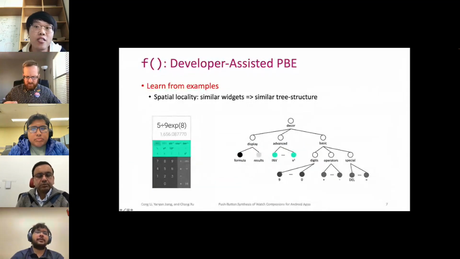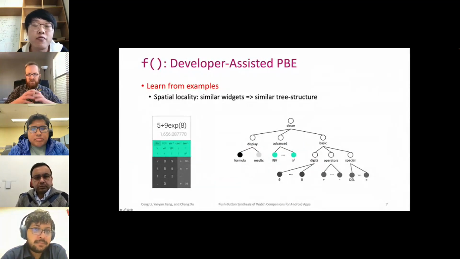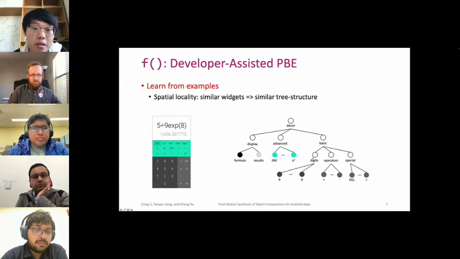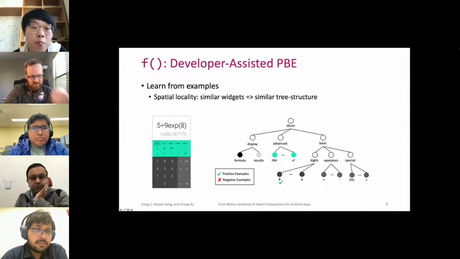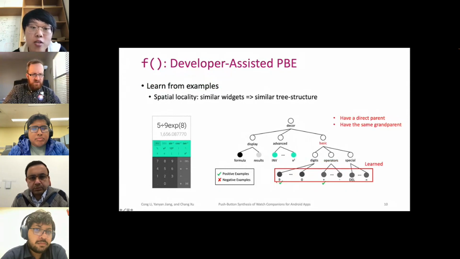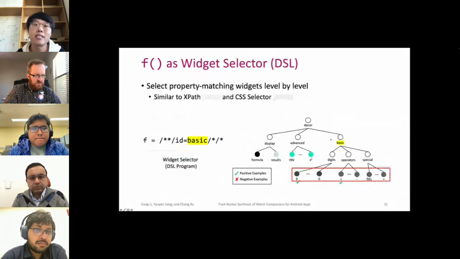Indeed, it's hard for a machine to know which widgets to migrate from scratch, but the UI design follows spatial locality, so we can learn from examples. Like here, you may notice all the digit widgets have the same parent, right? All the operators have the same parent. So if we know nine is an example, we can learn we should select all the digits. And if we know plus, then all the operators. And if we know both nine and plus, then maybe we should select all of these because they have the same grandparent. That's the idea behind our function f, which we call the widget selector.